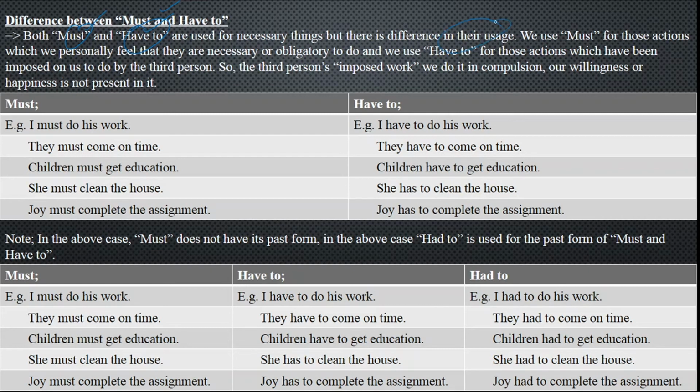We use must for those actions which we personally feel are necessary or obligatory. We personally feel that they are necessary or obligatory for us, 100% to do.